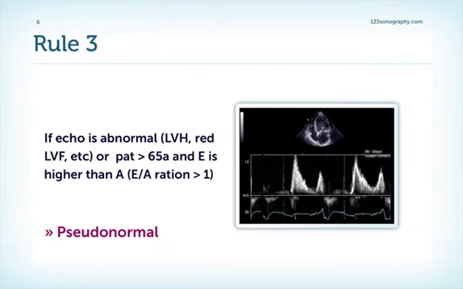Rule number 3. If the echo is abnormal, in other words, if the patient has hypertensive heart disease with left ventricular hypertrophy, reduced left ventricular function, or any other pathology, and the patient is above 65 years of age, and E is taller than A wave, in other words, the E to A ratio is more than 1, then the patient must have pseudonormal filling. He cannot have normal filling pattern, and left ventricular filling pressure is probably elevated.